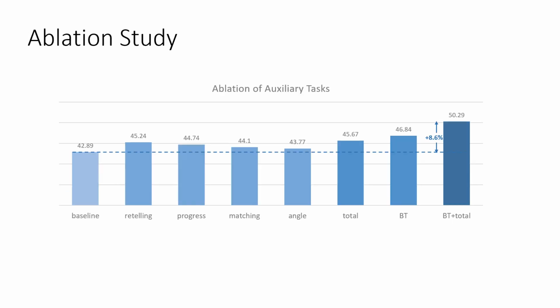And we show the results of the ablation study. We find that each of the auxiliary tasks improves the performance over the baseline. Moreover, our experiments show that auxiliary losses and the back translation method have a mutual promotion effect. The model with all four losses and the back translation method achieves the best performance.